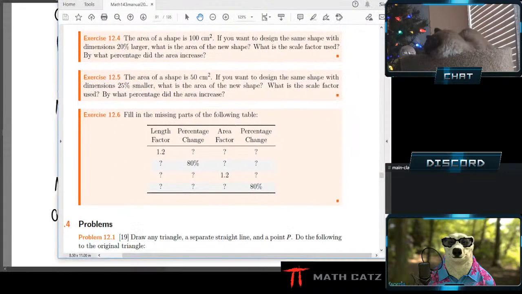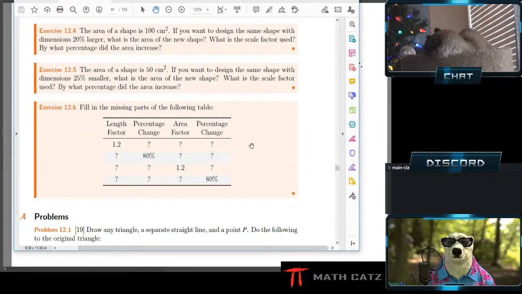Now we do have another exercise, but I want you to just fill in all the missing question marks. This covers everything, all the combinations. So for example, the first one, we're given the length scale factor. What is the percentage change that can be interpreted as? What is the corresponding area factor? What is its percentage change? And then different things are given, and you can use that to calculate all the others.